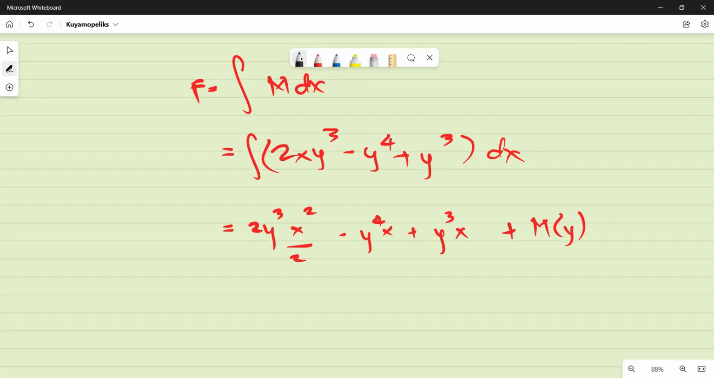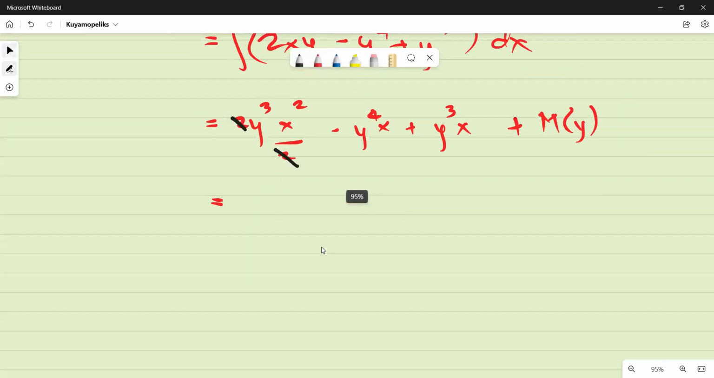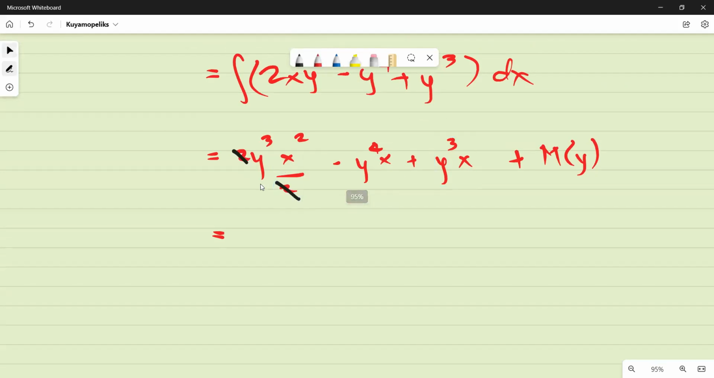Pwede ko pang simplify pala to, no? So therefore, our answer for that is y cube x square minus y to the fourth x plus y cube x plus m of y.